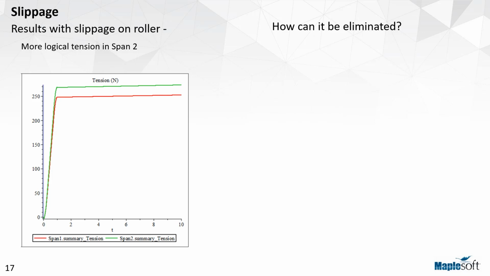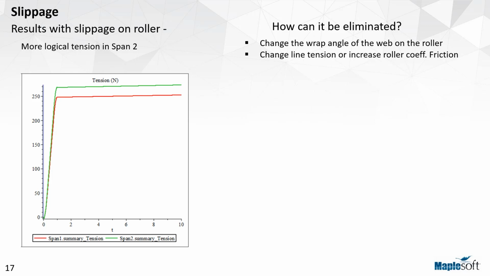So how can this be eliminated? There are a few ways, and we'll go over them right now. The first way would be to change the wrap angle of the web on the roller. Next, we could also change line tension or increase the roller coefficient of friction, or we can add a vacuum roller to the web line to, again, increase the traction of the web going over the roller. For this example, we're going to look at the first one of changing the wrap angle of the web on the roller.